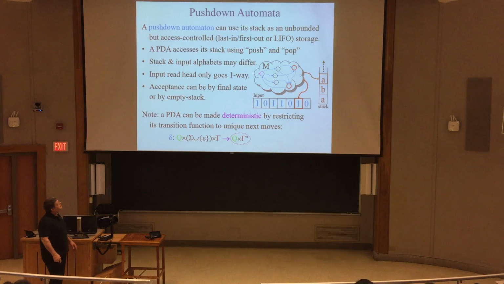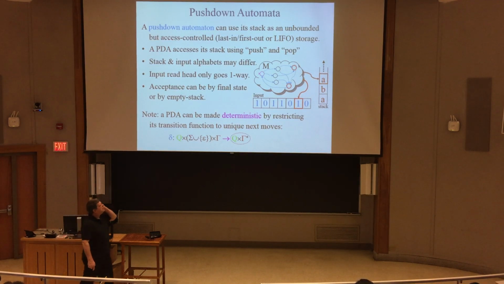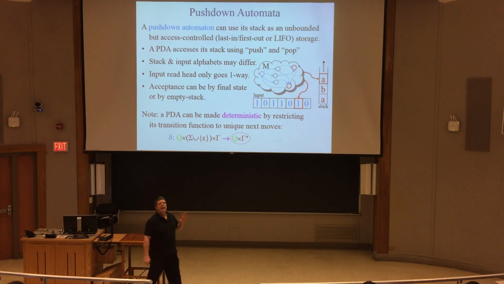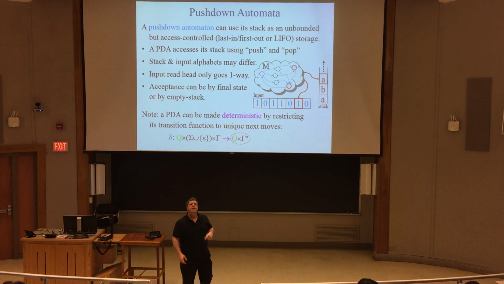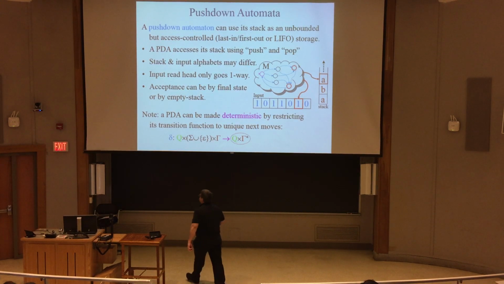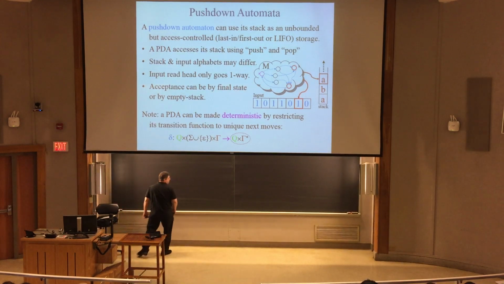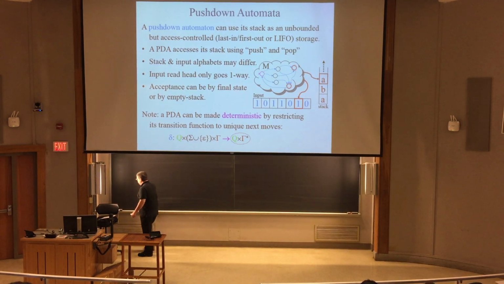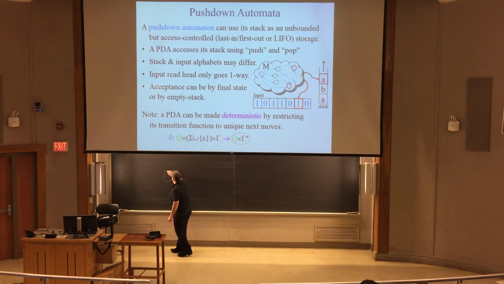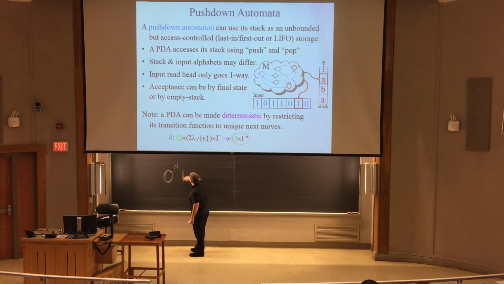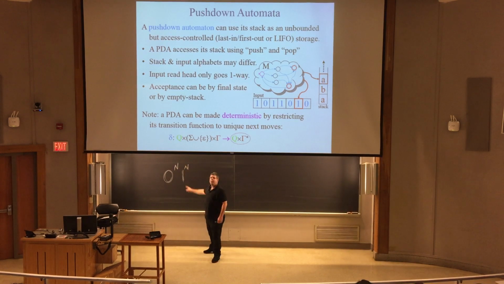Let's harp on this a little more in terms of an example. Let's say I want to accept the language 0^n 1^n, the language made up of equal numbers of zeros and ones, where all the ones follow all the zeros. So I want to accept 0^n 1^n. How do I accept this language?